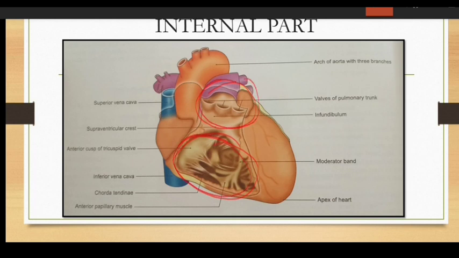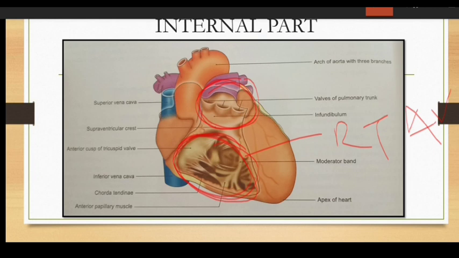And the internal feature has two orifices. The first one is the right atrioventricular orifice. This is the right AV orifice, and it is guarded by the tricuspid valve because it has three cusps. And this one is known as the pulmonary orifice. It is guarded by the pulmonary valve, right?